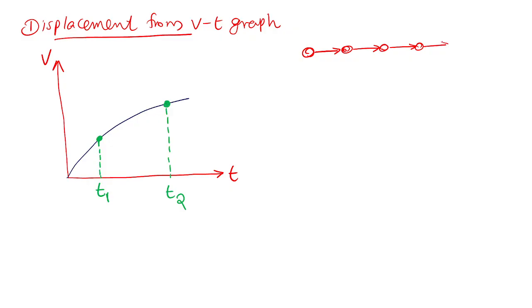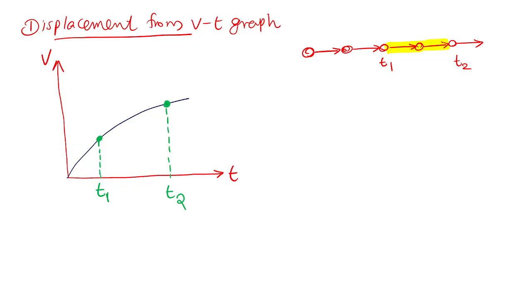I am talking about motion along a straight line. Okay, motion along a straight line. The body's velocity keeps on changing. At different times, the velocity is actually different. My objective is, between two time intervals from time t1 to t2, how much distance is traveled by the body. That is my objective.